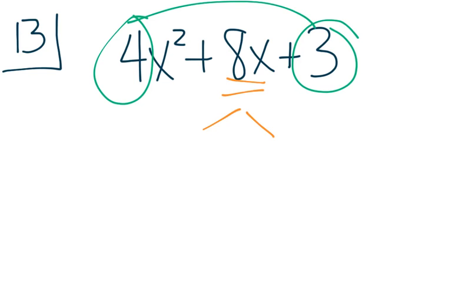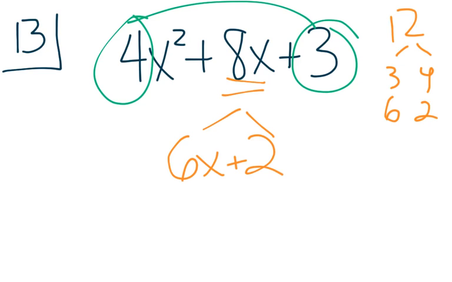and we multiply them together. So 4 times 3 is 12. Okay, so we need to look for two factors of 12 that add to equal 8. So we have 3 times 4, and if you add them, that equals 7. We have 6 times 2, and if you add them, they equal 8. So this 8x can be split up into 6x plus 2x.